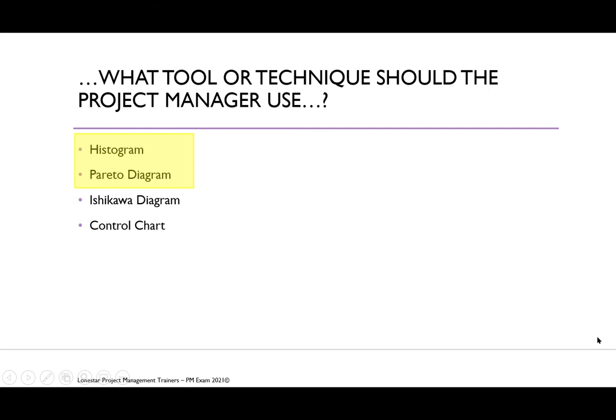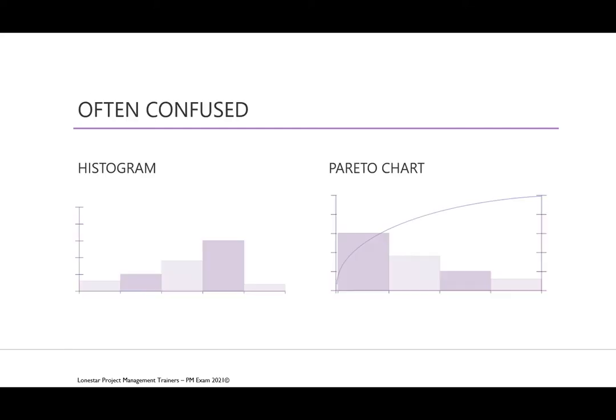So now that we've done that, let's come back to our question. In this case, we're looking at 4 possible answers, and the question is going to be a situational question. What should the project manager use? Now, the reason that I've highlighted our histogram and our Pareto diagram is because they are often confused. So let me help to shed some light on this as well.